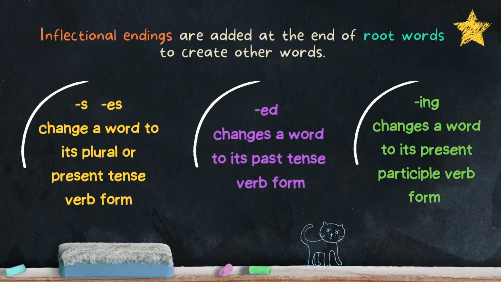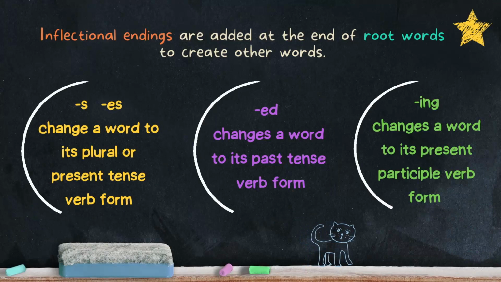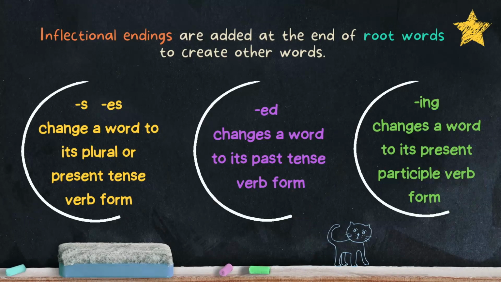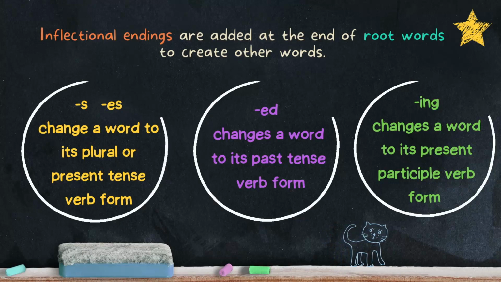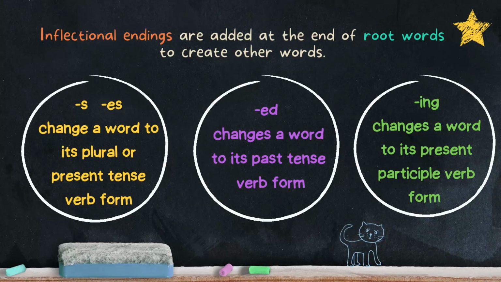So remember, inflectional endings are added at the end of root words to create other words. The endings s and es change a word to its plural or present tense verb form. ed changes a word to its past tense verb form, and the inflectional ending ing changes a word to its present participle verb form.